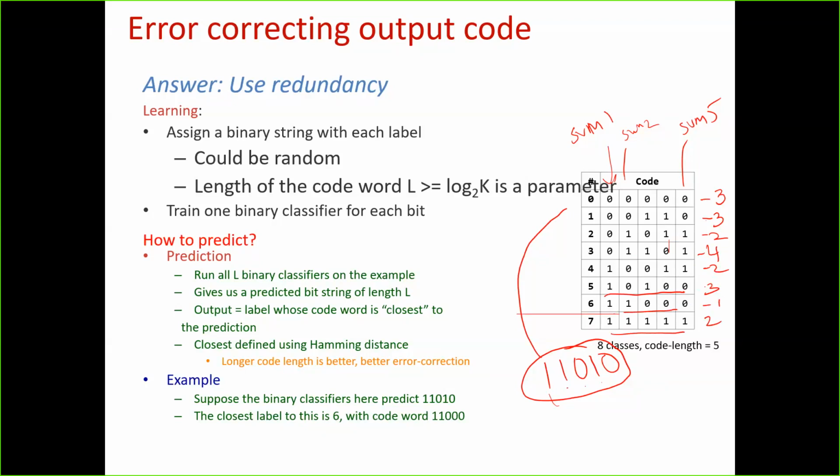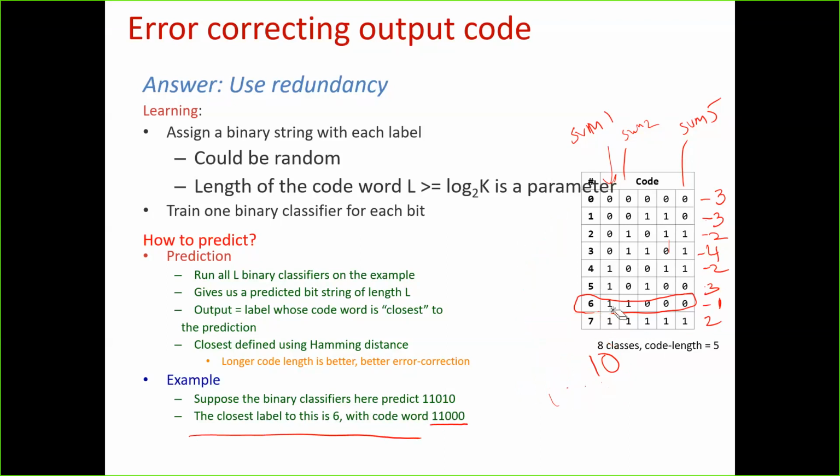So which is closer? Distance less means it is closer. So 2 is the least distance, which means this is the closest. You assign label 6. The closest label to this is 6 with a code word of 11000. This is how we assign. So we assign label 6. Have you understood the procedure? We'll analyze the complexity.